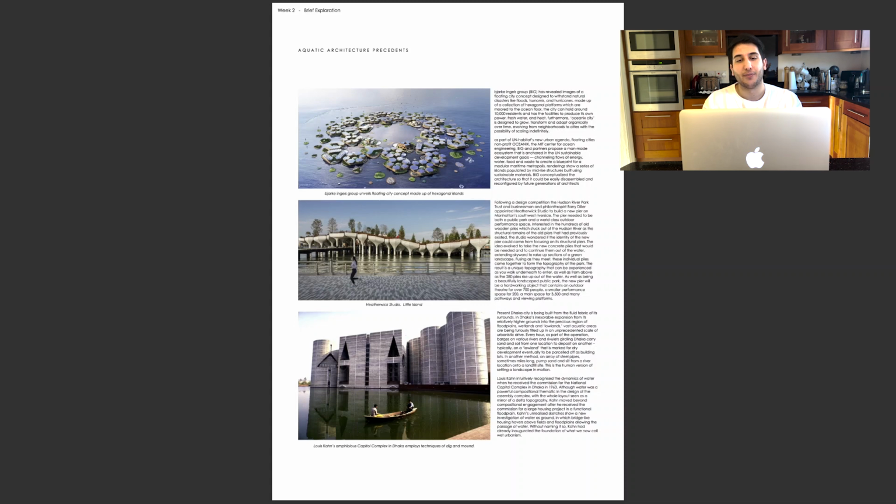It's quite interesting that on this page I've included the Oceanic City by BIG Architects and Little Island by Heatherwick Studio. These are projects that I've been looking at especially for my thesis dissertation, because my dissertation's on how architects can capitalize on the use of computation to create better schemes in response to the global rise in sea levels.